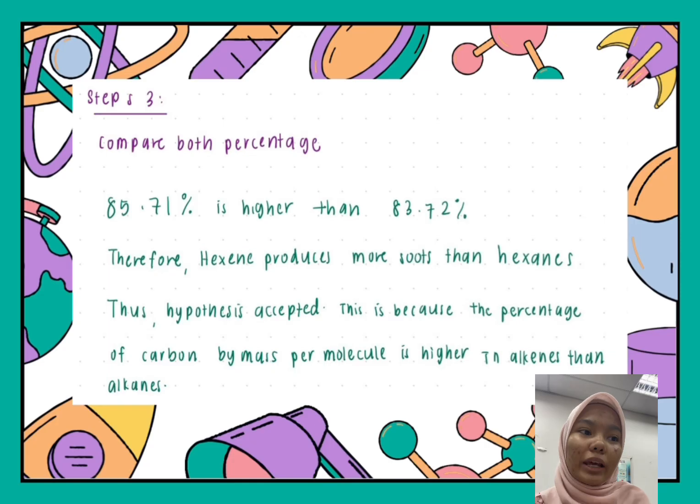Therefore, we can conclude that the hypothesis stated from the experiment is true, which is that hexene produced more soot than hexane. Thus, the hypothesis is accepted. This is because the percentage of carbon by mass per molecule is higher than alkane.